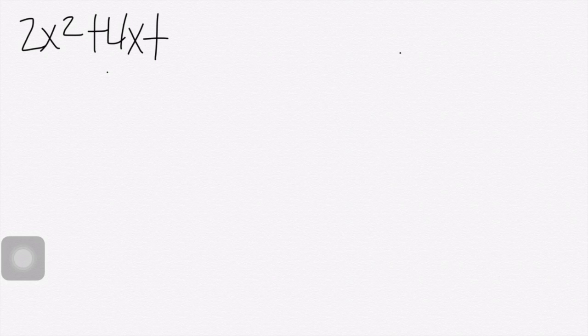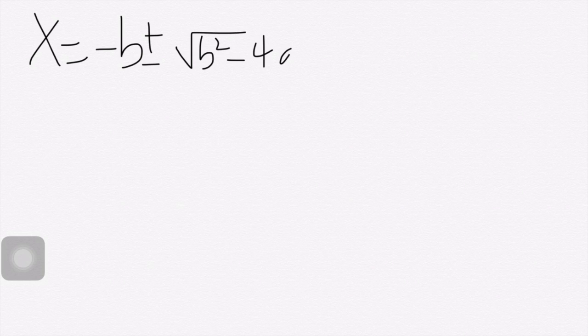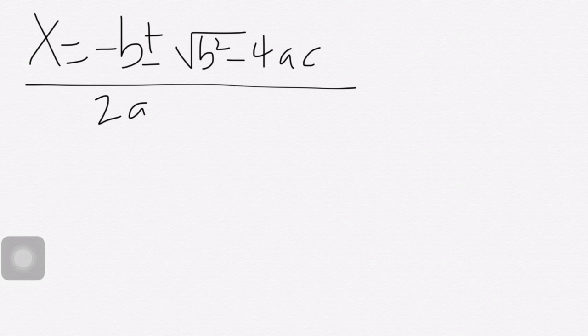The problem we'll be using is 2x squared plus 4x plus 8 equals 0, and we'll be using the quadratic formula to solve for this, and we'll be finding the zeros and the x-intercepts. First, write out the quadratic formula. X equals negative b plus or minus square root b squared minus 4ac over 2a.